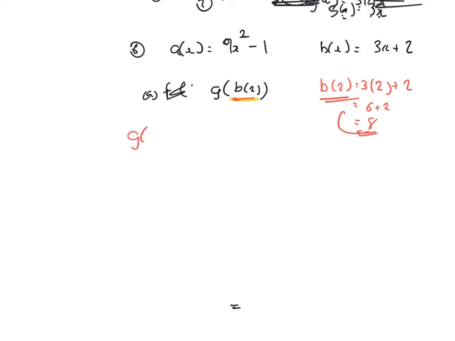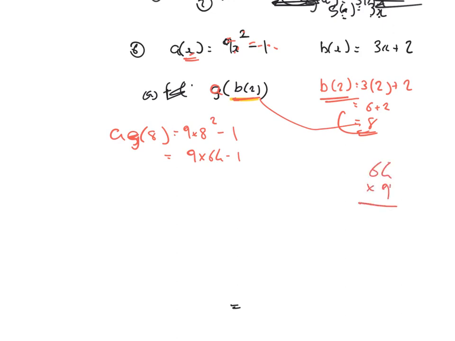So that's a of b of 2, which is a of 8. What's the a function? Whatever's in the bracket, you write it down, you square it, you times it by 9, you take away 1. So that's 9 times 64, take away 1. 64 times 9, I'll just do it aside. 4 9s are 36, 6 carry 3, 6 9s are 54, plus 3 is 57. 576 take away 1 is 575, final answer.